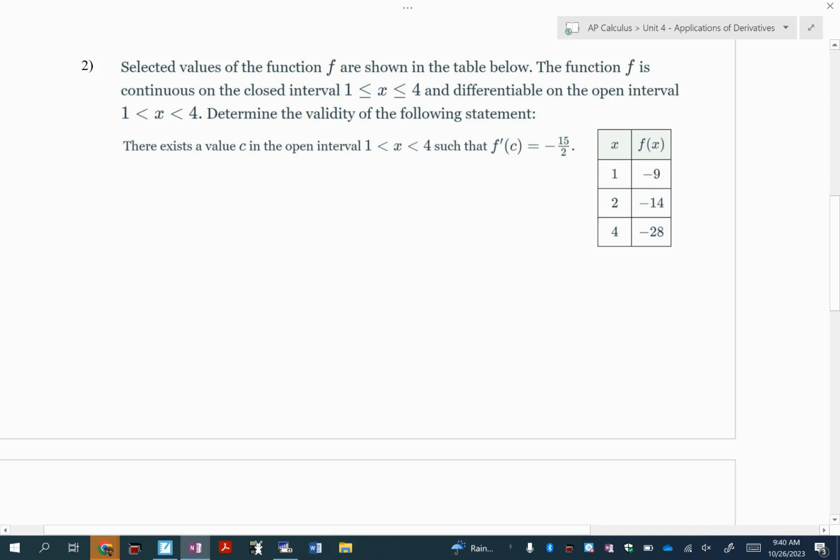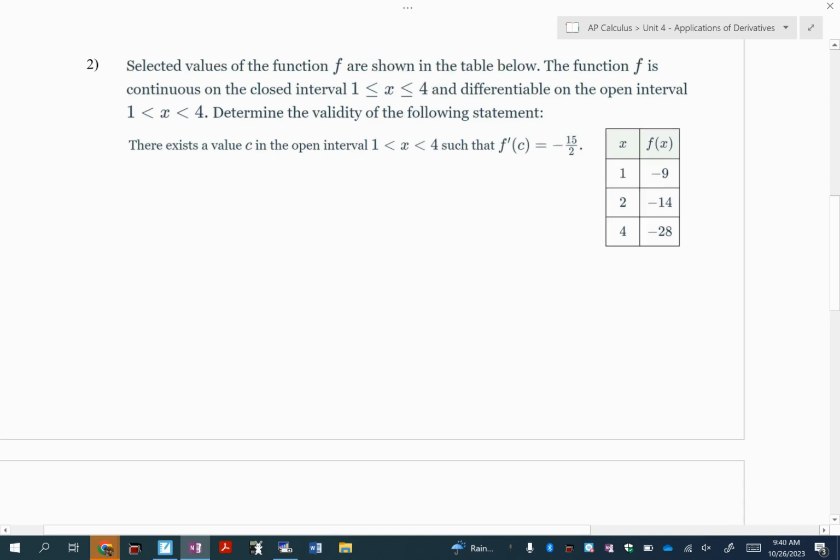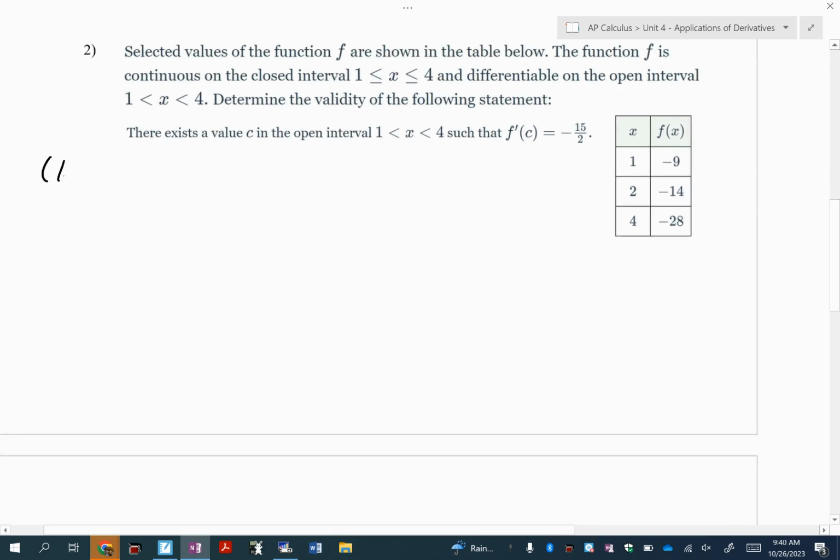So same thing, almost identical. It tells me it's continuous, tells me it's differentiable, and the same kind of statement. We're saying that there's some value c that when you take the derivative and evaluate it at c, you should get -15/2. So if we're going to use the mean value theorem, I always tell students to start with the endpoints. So that'd be 1, -9, and 4, negative 28. Let's find that slope.